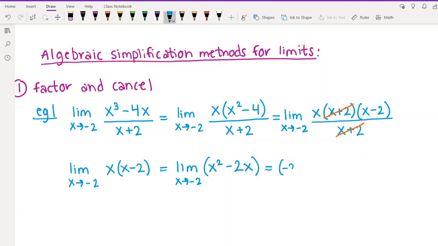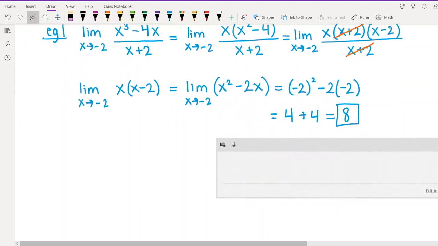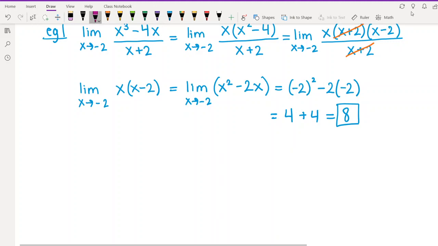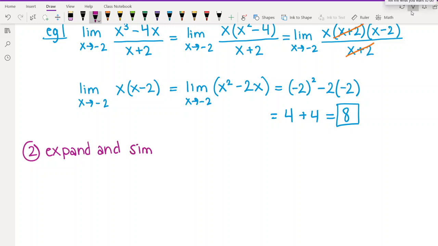So if we plug in -2, we have -2 squared minus 2 times -2. That's going to be equal to 4, and then this becomes plus 4. So that's 8. Okay, so that's one method. The next method that we're going to be doing in this video is what we'll call expand and simplify. An example of expanding and simplifying could look like this.